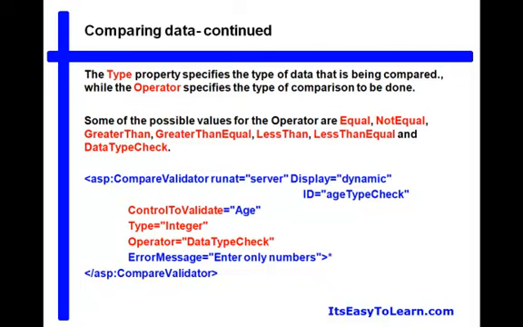The type property in the compare validator specifies the type of the data that is being compared, while the operator specifies the type of comparison to be done. The possible values for the operator are equal, not equal, greater than equal, less than equal, and data type check. For example, if you want to make sure the user enters only integers for the age field, then we can specify that type is equal to integer in the compare validator and the operator as data type check.